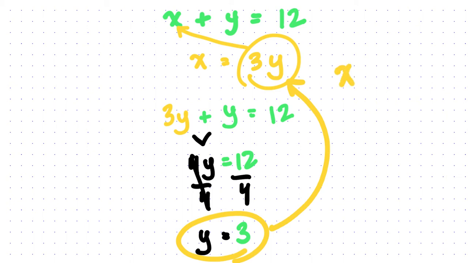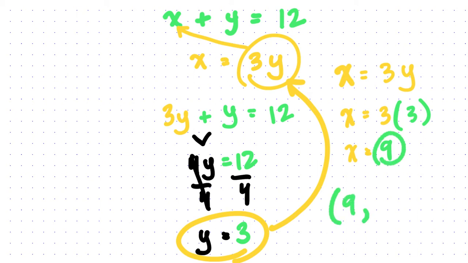So I'm going to take the second equation, x is equal to 3 times y. And now that I know how much y is, I can evaluate that back into this equation. So x is equal to 3 times, instead of y, we know y is equal to 3. So I'm going to replace that and substitute it back into the equation. And now I can solve for x. And thus x is equal to 3 times 3, which is simply 9. And so for this equation, the answer is 9, 3.